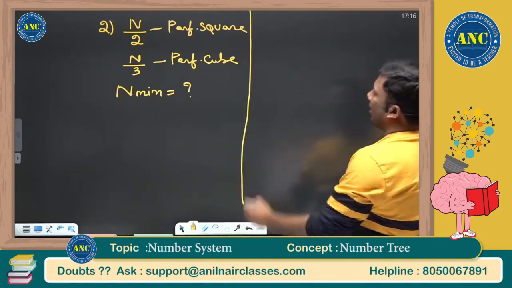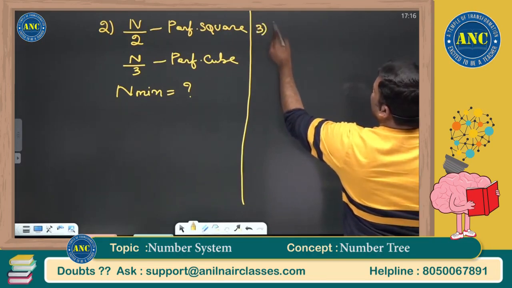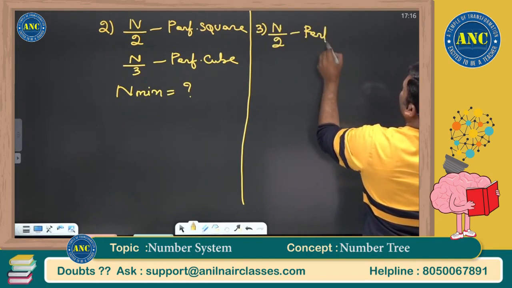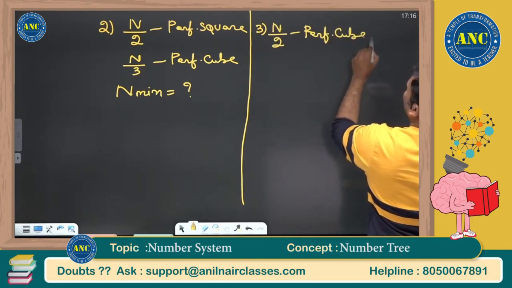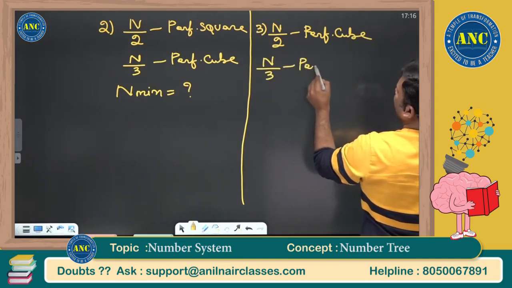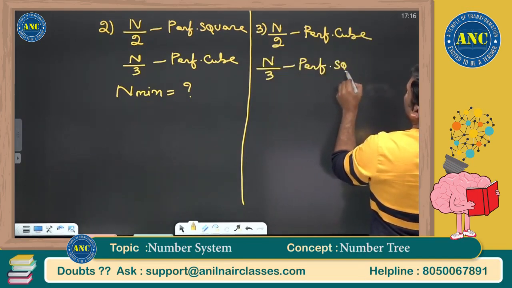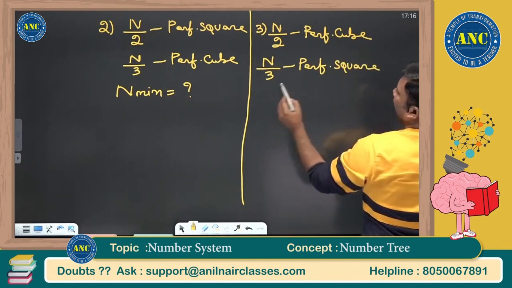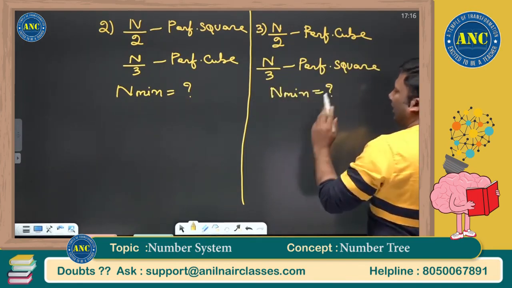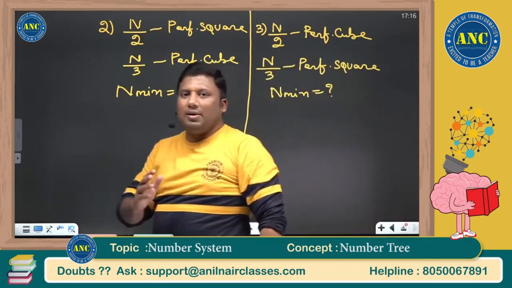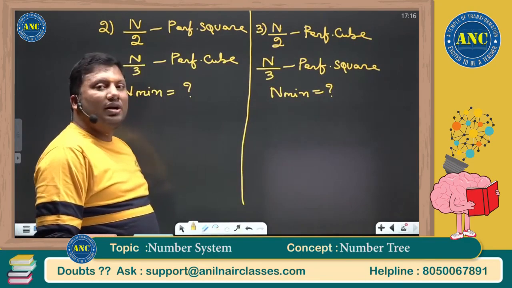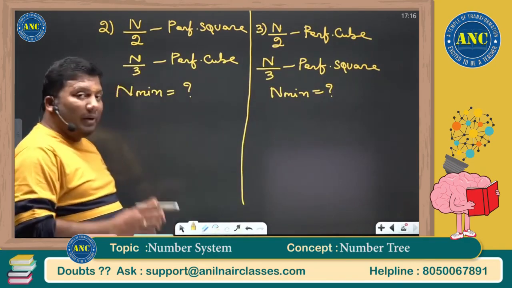The same question can also be asked like this: n by 2 is a perfect cube, and n by 3 is a perfect square. Find the minimum value of n. One second question, if it is clear. For the third question also, you can do the same steps. Either you can do it by using substitution or you can go with the mathematical expression.